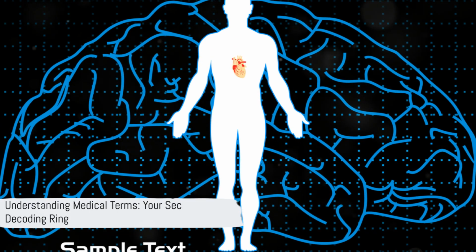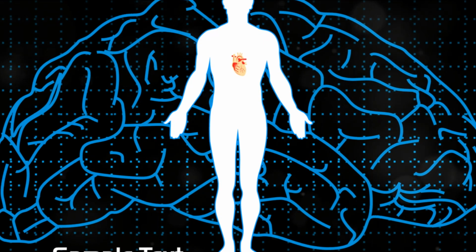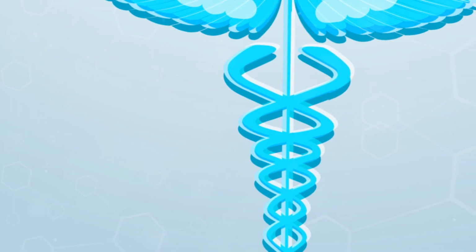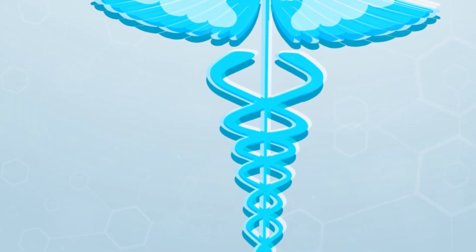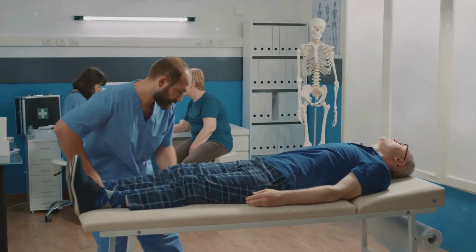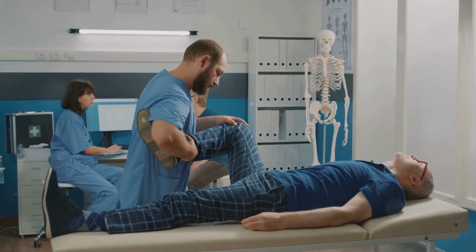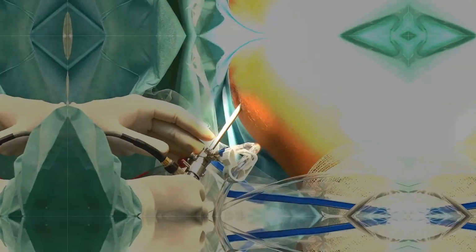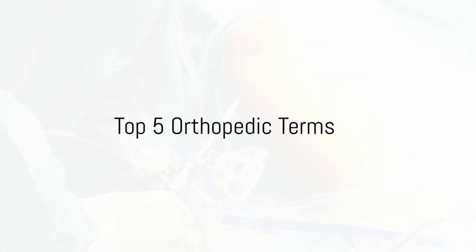By understanding these components, you can decode many medical terms, even those you've never encountered before. It's like having your own secret decoding ring for the language of medicine. With this basic understanding, let's dive into our top 10 orthopedic terms. Number 1 on our list is arthroscopy.